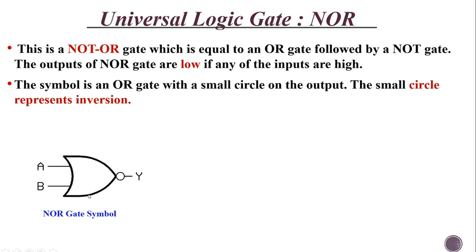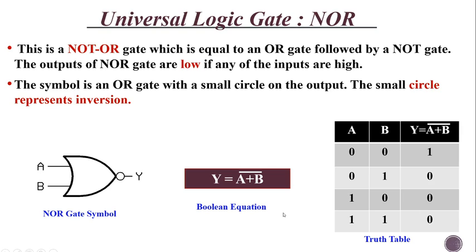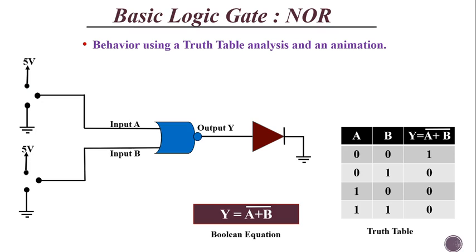So again, this is nothing but the OR gate, and at the output we place a bubble or circle that represents the inversion. So this is the OR plus NOT, and the equation is (A plus B) complement. It first performs the OR operation on the inputs, and then it complements the output. Here is the truth table that represents the operation. We can say that if any one input to this gate is high, then the output will be 0, otherwise it is 1.